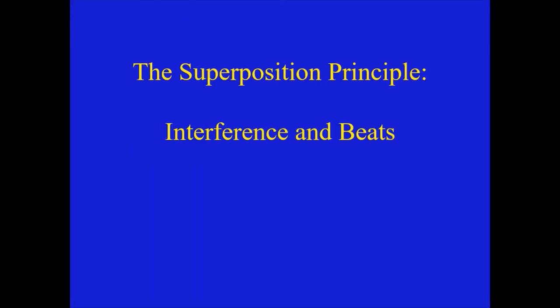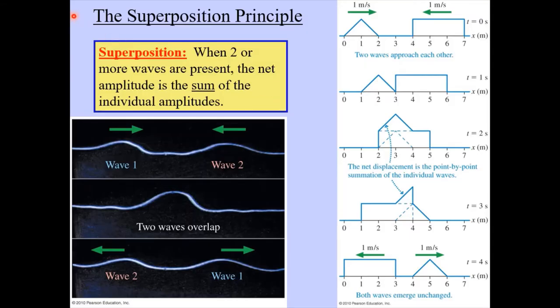So let's start with the superposition principle, and in particular, a couple of the interesting outcomes of this, which is interference and beats. So the superposition principle states that when two or more waves are present, the net amplitude is the sum of the individual amplitudes. In other words, when there are two or more waves present at the same time, all we have to do is add up the waves to get the resulting effect. So there's a couple ways we can look at this.